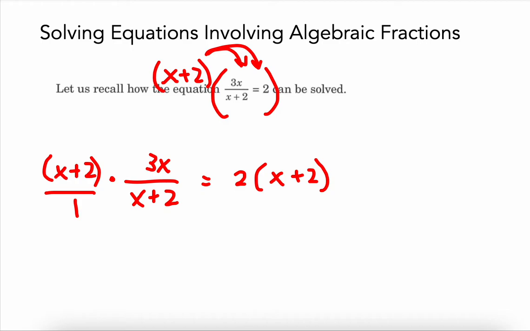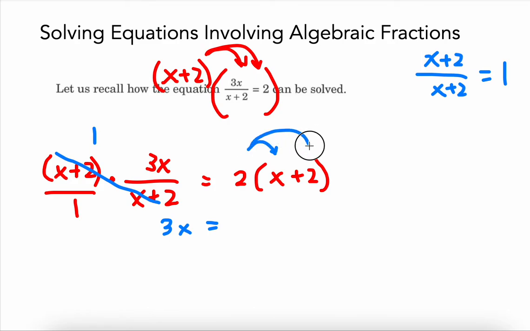Now let's see what happens. These x plus 2's cancel each other out on the left-hand side because one's on top, one's on the bottom. Anything divided by itself is equal to 1. When we say it cancels out, it doesn't disappear, it just becomes times 1, which doesn't change the 3x. So just 3x is left over on the left-hand side. We like that. On the right-hand side, this 2 is being multiplied by the x plus 2. We have to make sure it's in parentheses so that it gets distributed. So we get 2x plus 4.